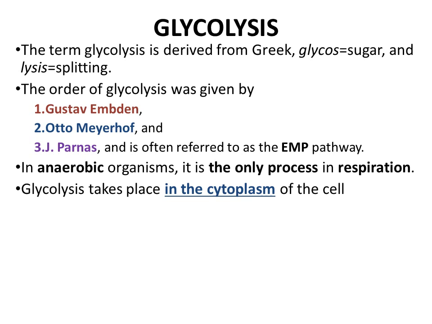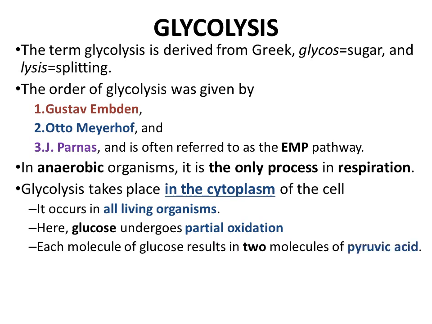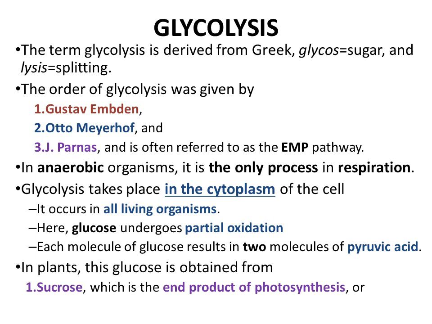Glycolysis occurs in the cytoplasm of the cell and it occurs in all organisms. In glycolysis, glucose undergoes only partial oxidation and the end product of glycolysis is 2 molecules of pyruvic acid per molecule of glucose. In plants, this glucose is obtained from sucrose and also from other stored carbohydrates, other forms.